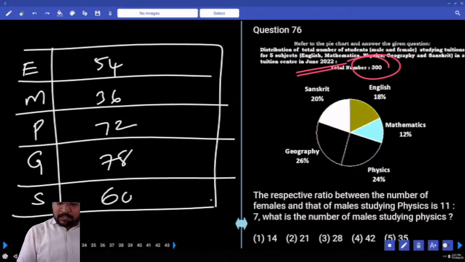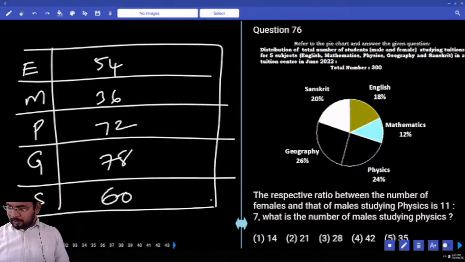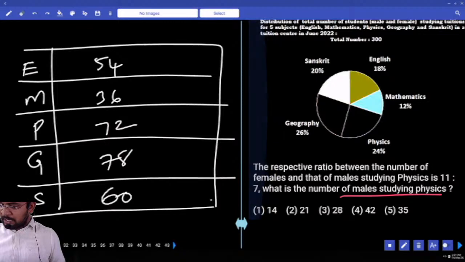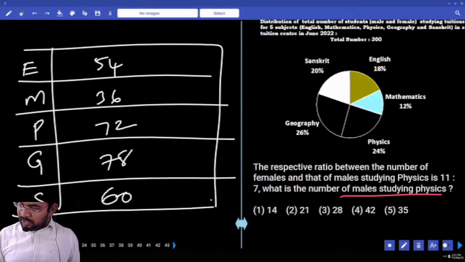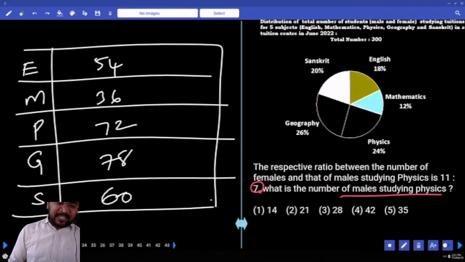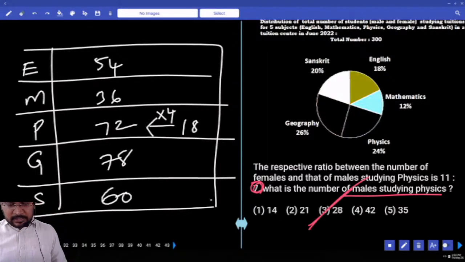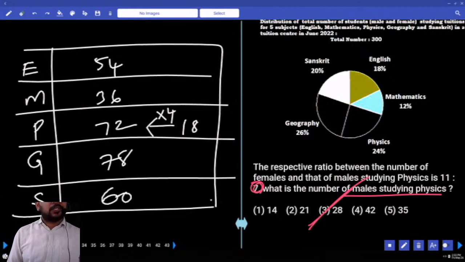See the first question. The respective ratio between the number of females and males studying physics is 11:7. What is the number of males? Now, the number of males is how many parts? 7 parts, na. 11 plus 7 together is 18 parts, na. 18 parts is nothing but 72, na. Each part is 4. Males are 7 parts, so 7 into 4, 28.